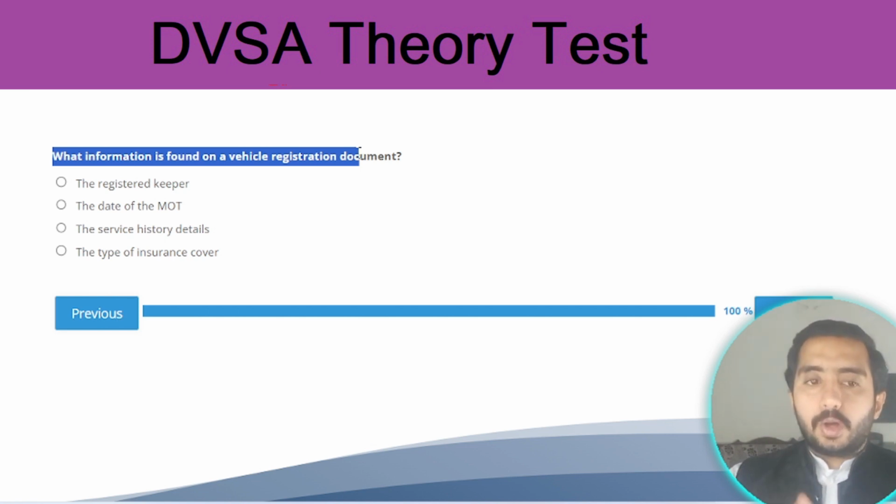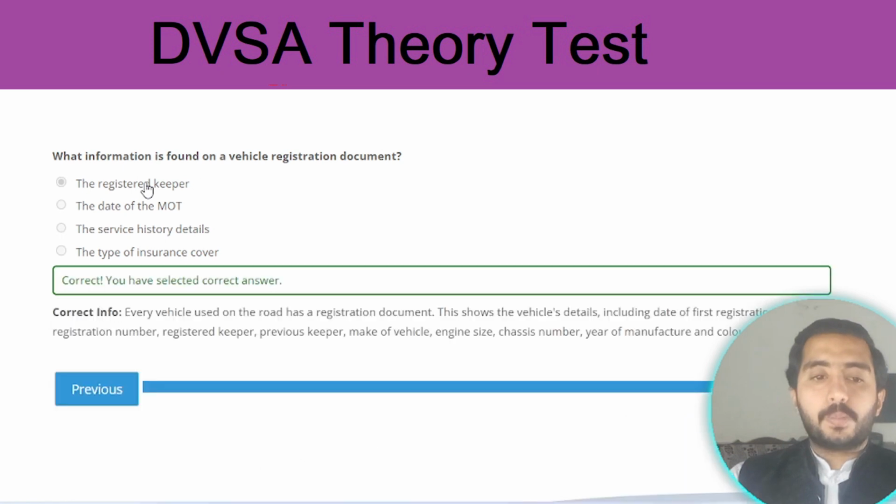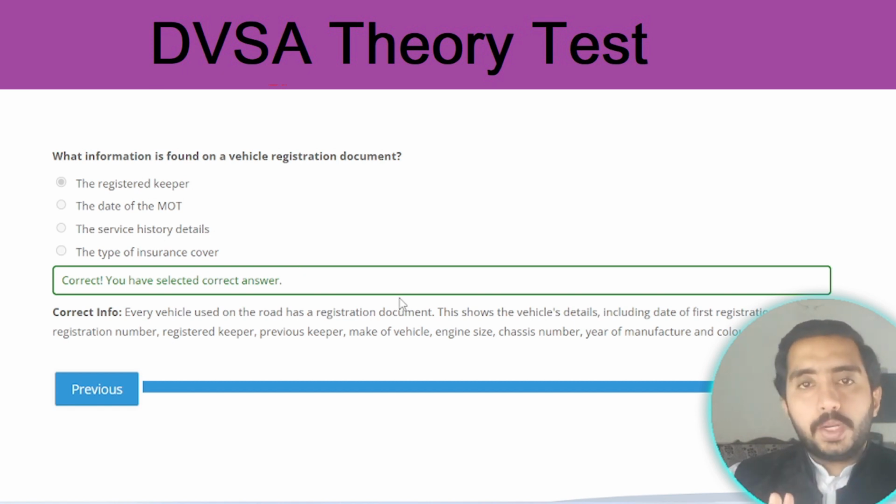The vehicle registration document will give you the registered keeper. Option A is the correct one. And guys, here the documents car theory test is also completed.